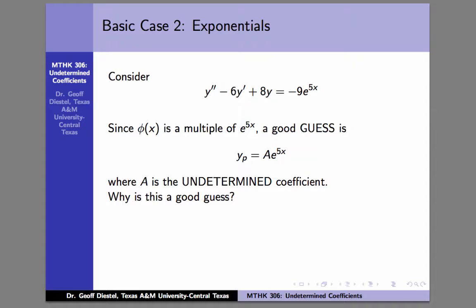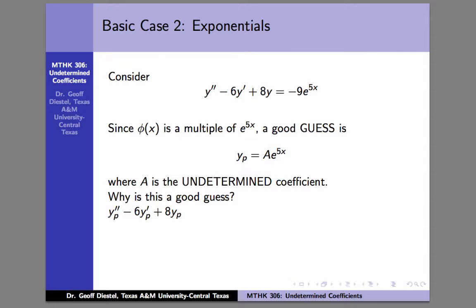So why is this a good guess? Well, just think about it. If I differentiate yp, what we're going to get is still a multiple of e to the 5x. And if I differentiate it again, it'll still be a multiple of e to the 5x. So with this guess, if we plug yp into our linear differential operator here, we're going to get three terms which each are a multiple of e to the 5x. We can combine them and we'll have a single term which is some multiple of e to the 5x, and that multiple is going to involve the constant a that we don't know. If we set that equal to the negative 9 e to the 5x, we can figure out what a is.